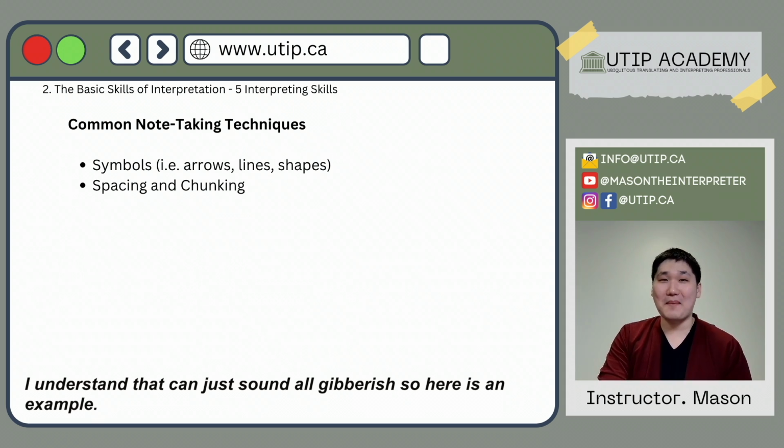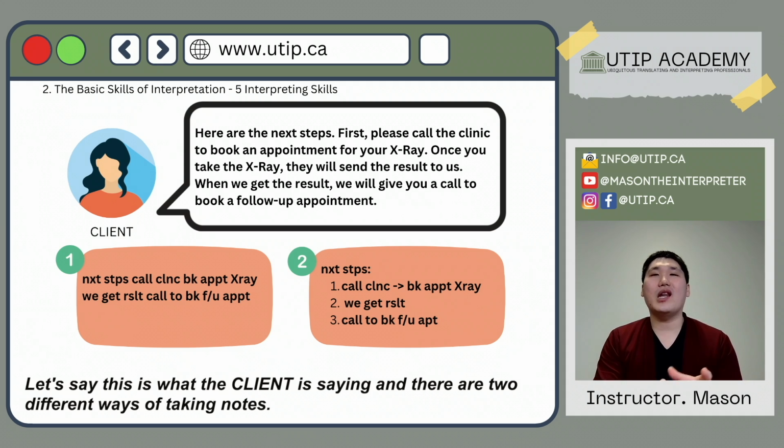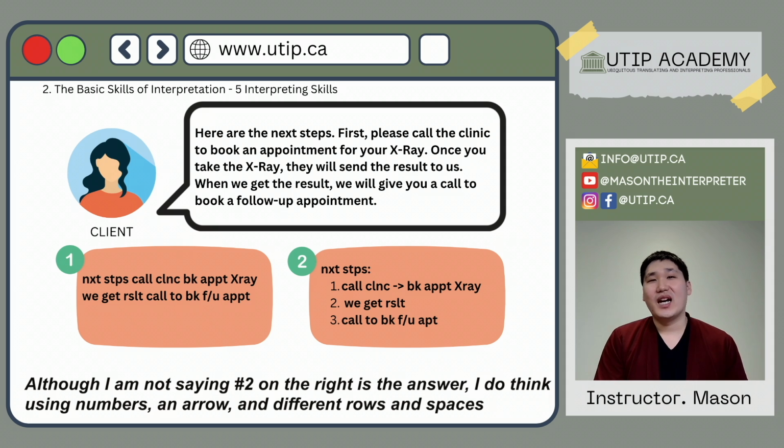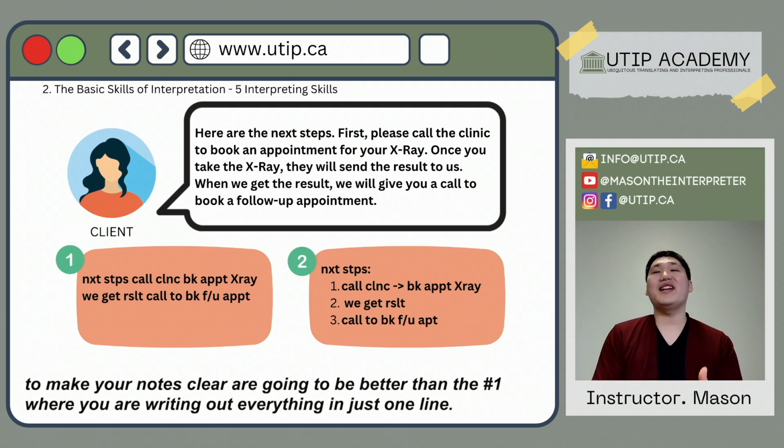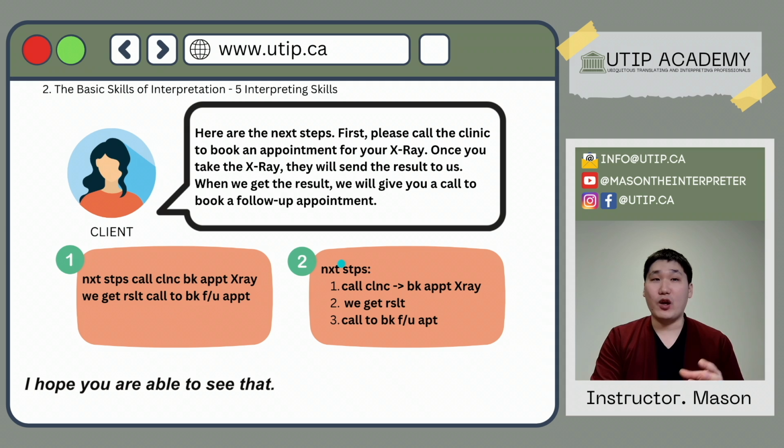So here's an example. Let's say this is what the client is saying and there are two different ways of taking notes. Although I'm not saying number 2 on the right is the answer, I do think using numbers, arrows, and different rows and spaces to make your notes clear is going to be better than number 1, where you are writing out everything in just one line. I hope you are able to see that.